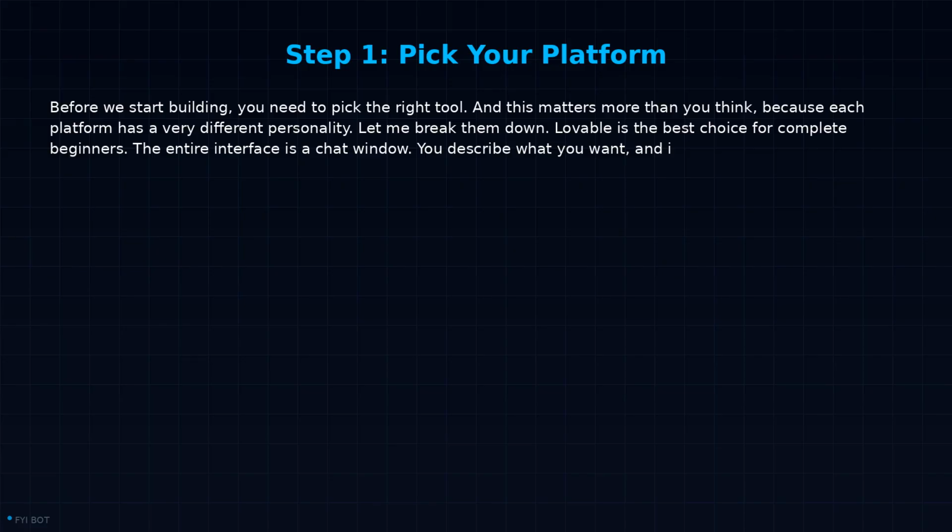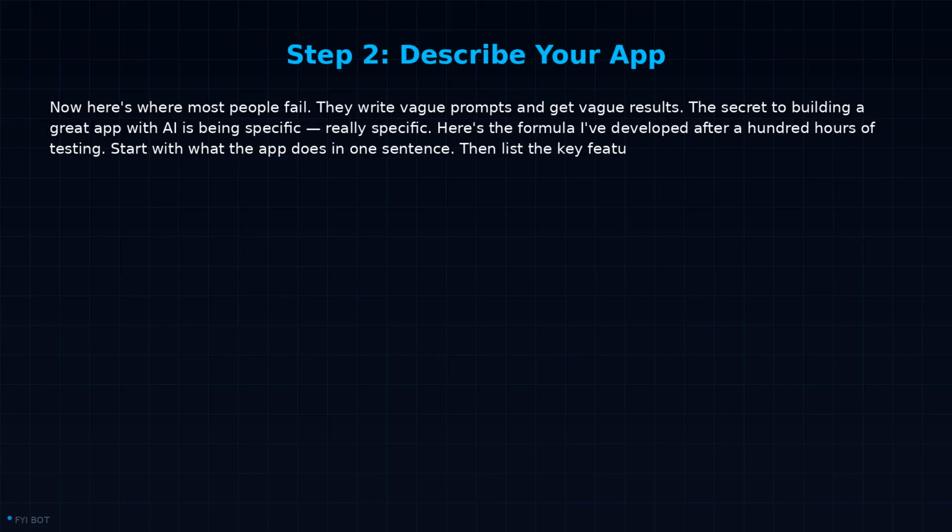For this tutorial, I'm going to use Lovable because it's the one that genuinely works for people who have never written code before. Now here's where most people fail. They write vague prompts and get vague results. The secret to building a great app with AI is being specific, really specific. Here's the formula I've developed after 100 hours of testing.